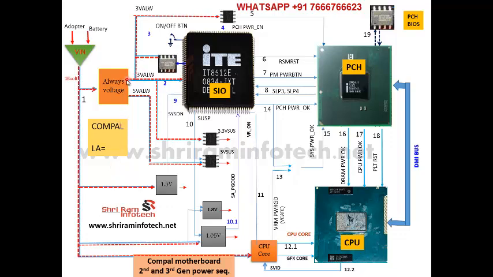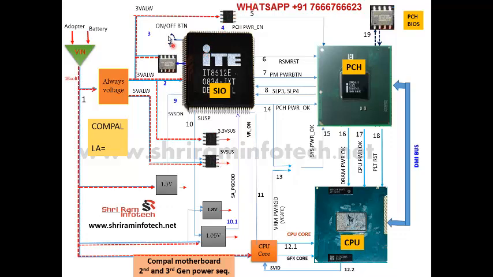Now this 3.3 is given to the SIO and 3.3 is given to the EC bias. Both chips got the power, and this 3.3 and 5 voltage stop here, not allowed to go ahead. Now here also 3.3 stops.